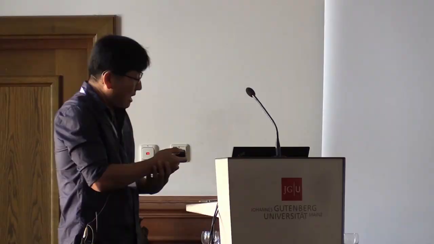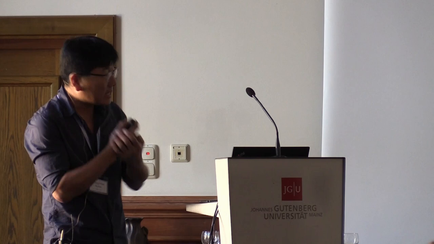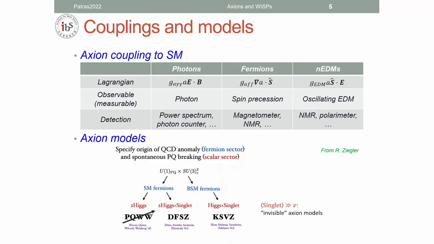There are a few axion models depending on the origin of the QCD anomaly, and there is spontaneous PQ breaking. The original version, the standard PQWW axion, was excluded right away. Now the DFSZ and the KSVZ remain as invisible axion models, particularly where the singlet, the PQ symmetry breaking energy scale, is much larger than the vacuum energy scale.